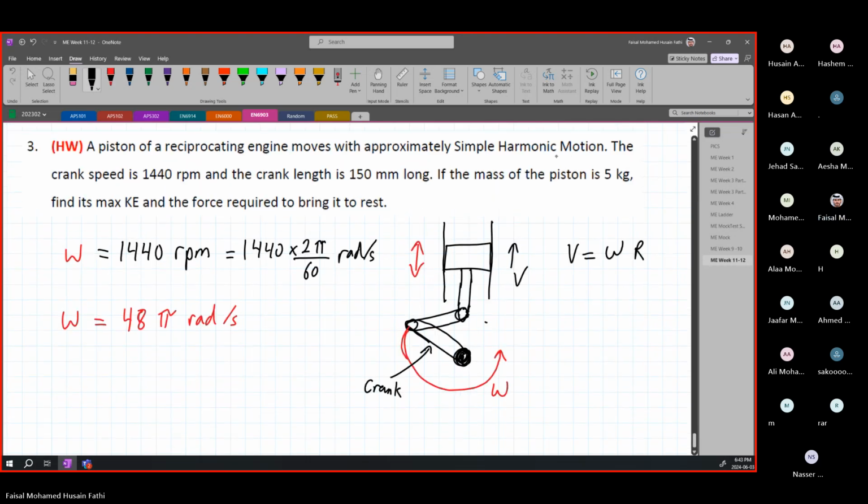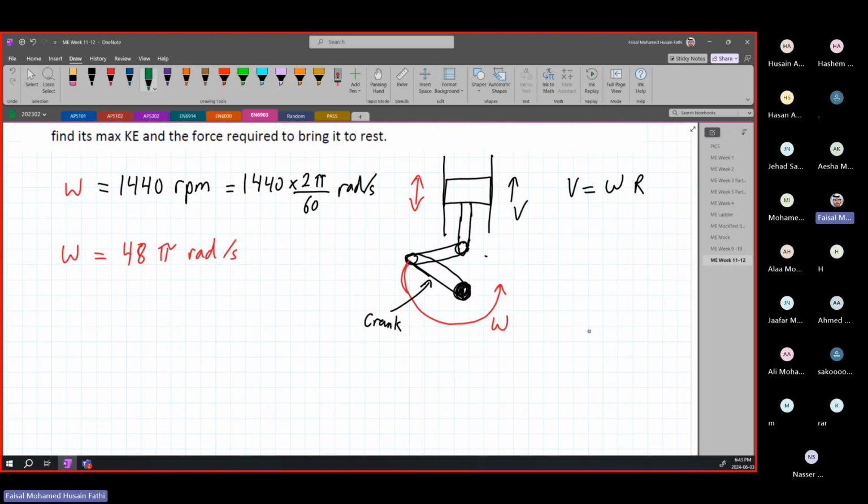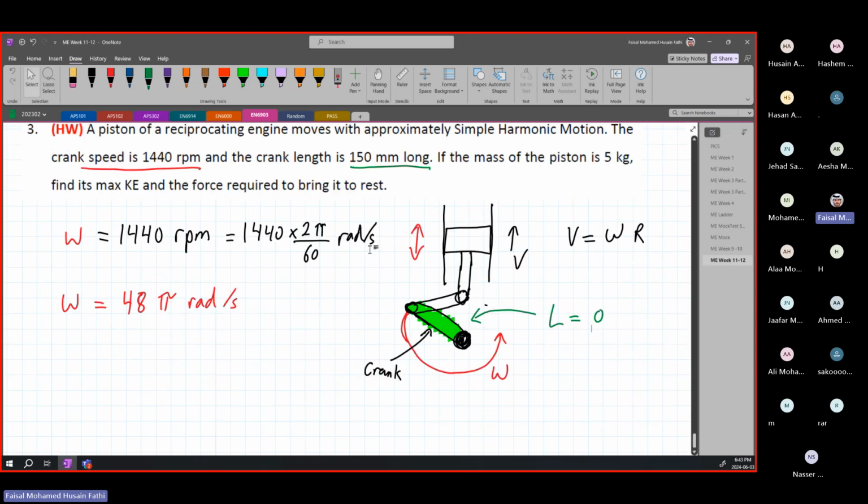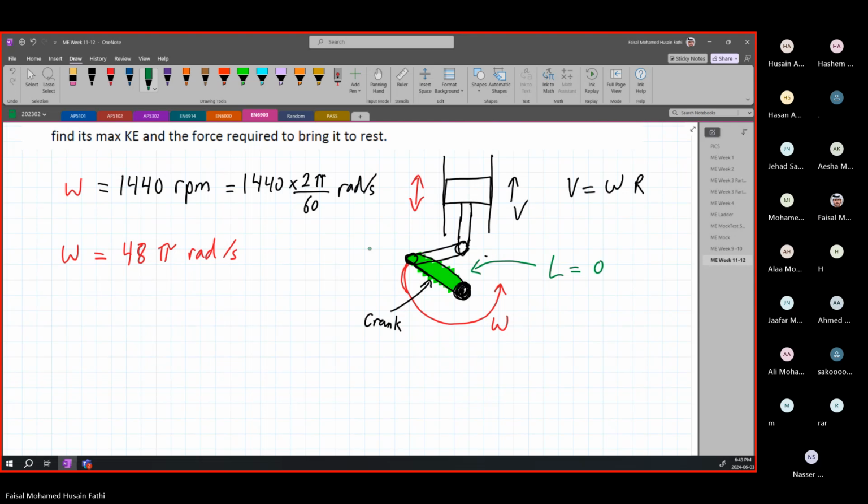Now, this we are done with. We got our angular speed, and the crank length is 150 millimeters long. So the crank length, meaning this length over here. This is our length L, which is equal to 150 millimeters, or directly converted into meters, 0.15 meters.